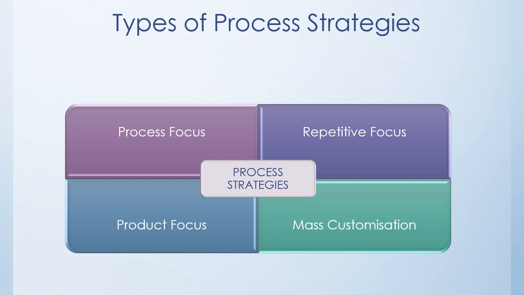There are four types of process strategies that we are going to learn in this chapter. The first one is process focus. Second is repetitive focus. Next is product focus, and the last one is mass customization. So we are going to look at the characteristics of each of these process strategy.